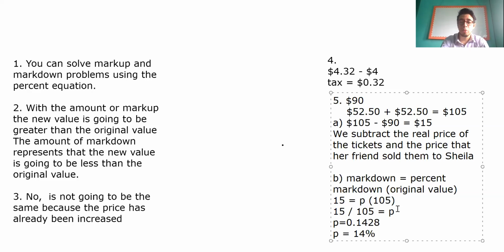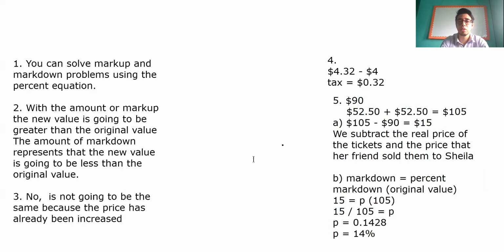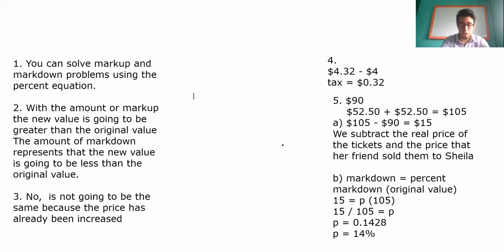0.1428. But we don't have to keep the decimals. We multiply by 100 and we obtain the 100%, okay? So the percent markdown is going to be 14%. This is what we have for this exercise. I'm going to ask you until this part if you have any question or something like this. Okay, then we can work in exercise 6.